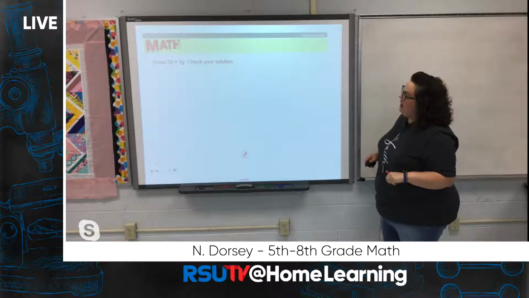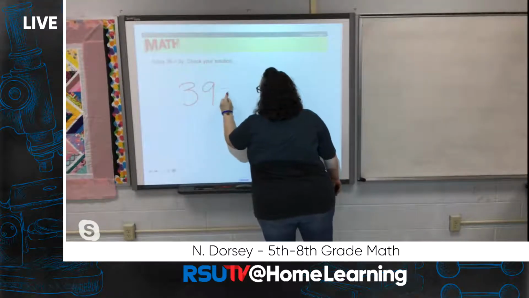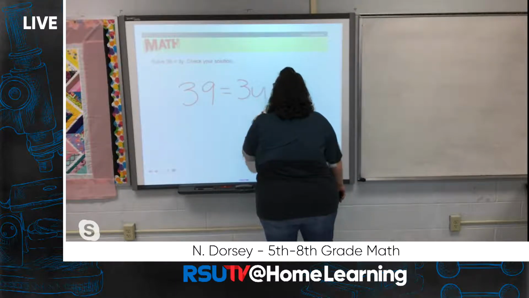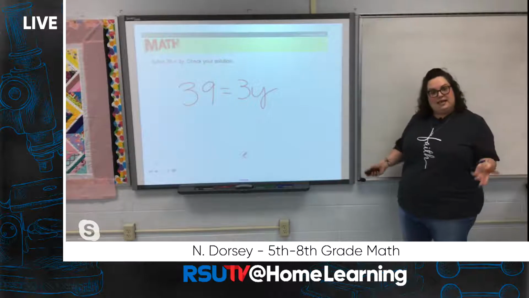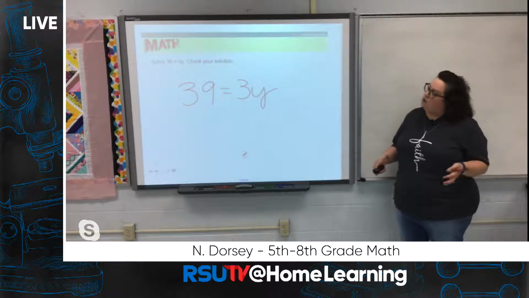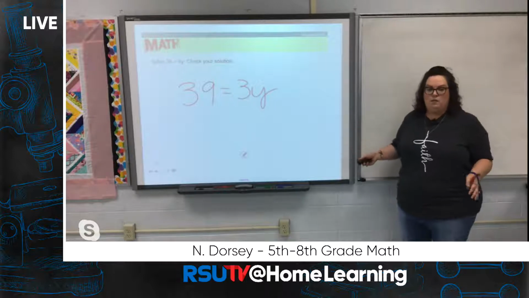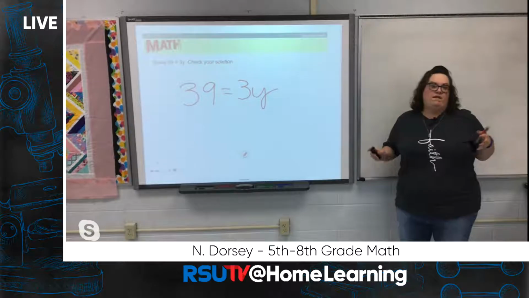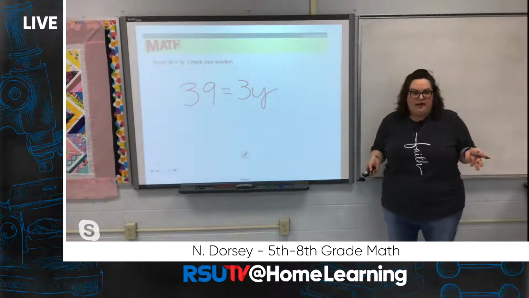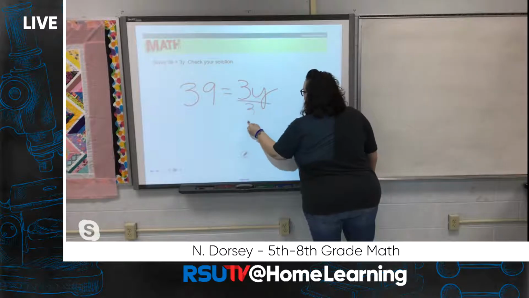Okay, here we have 39 equals 3y. And once again, our y is going to stay. It's not going to move. Our 3 is what's going to move because it's attached to the y. So remember, we're kicking the numbers out of the kingdom of algebra. I'd let them stay, but I didn't make the rules. So divide both sides.